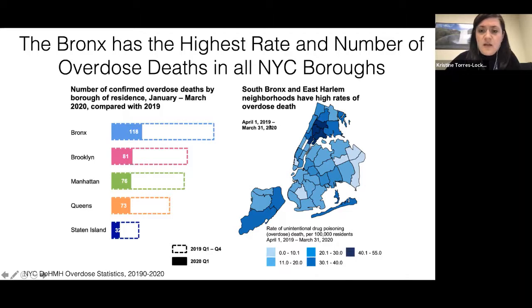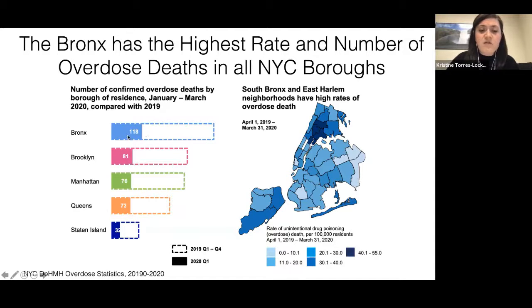Okay, and this is data looking at 1 year from April to March, so it's capturing some of the COVID pandemic worsening as well. When you look over on the left, the dotted bar lines are all of the overdose deaths for 2019. So you see that the Bronx has the highest absolute number of deaths for 2019. And the shaded in portion are the number of deaths reported for the first quarter of 2020. That's the most recent data we have, because the medical examiner is very backed up with coronavirus cases as well. So for 2019, we had the most overdose deaths.